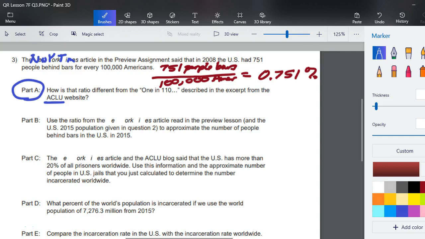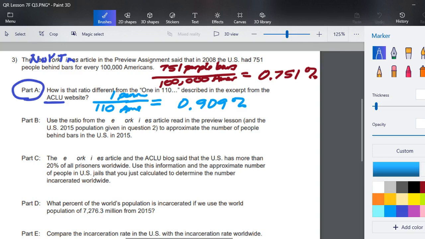Now looking at part A, how is that ratio different from the 1 in 110? So 1 in 110 is one person behind bars for every 110 Americans. Again, grabbing a calculator, I'll do 1 divided by 110 times 100, and I get a little bit higher percentage. I get 0.909%. So not even 25 hundredths of a percent different between the ACLU website and the New York Times report. Let's move on to part B.